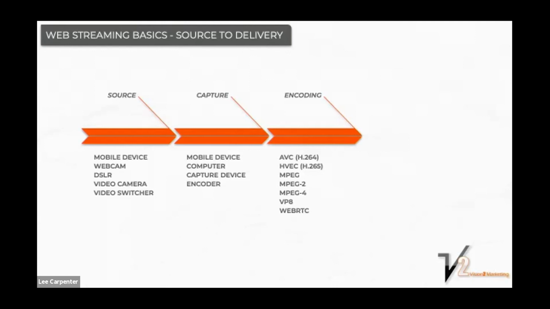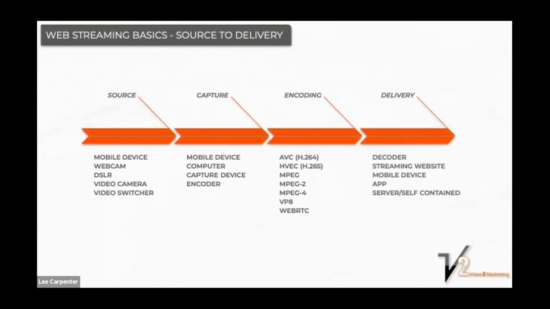H.265 is the new version of H.264, uses less bandwidth, better picture. And there's a lot of other different types of encoders out there as well. Some are proprietary from Adobe and some are proprietary from Apple, but these are the most common that you'll see available.